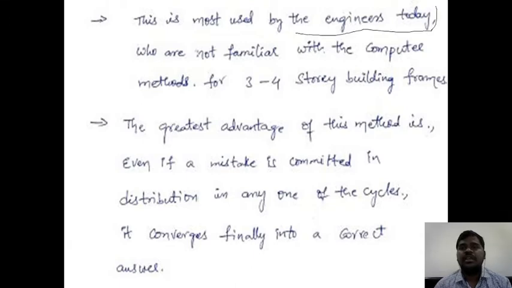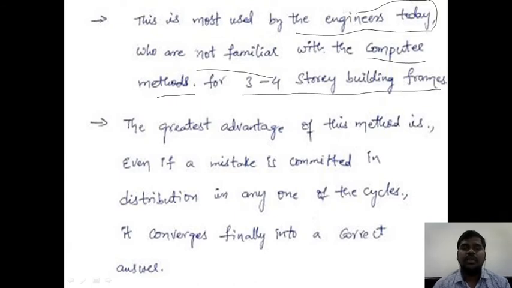These days engineers are using Kani's method for analyzing 3 to 4 story building frames. Those who are not familiar with computer methods are adopting Kani's method for analyzing a building frame up to 3 to 4 stories. That is, manual design by using Kani's method can be done. So we have the advantage.